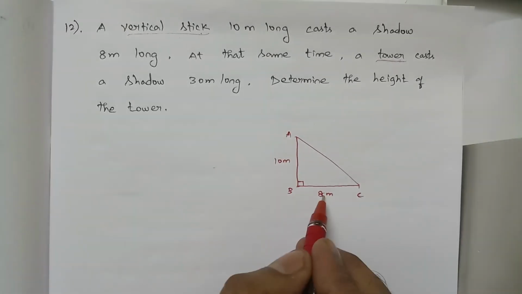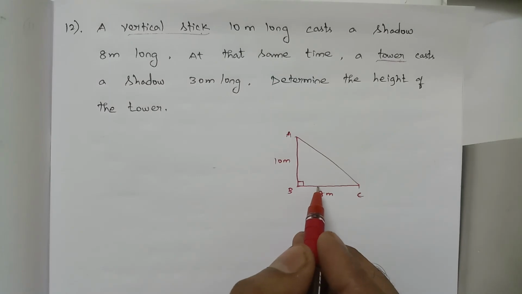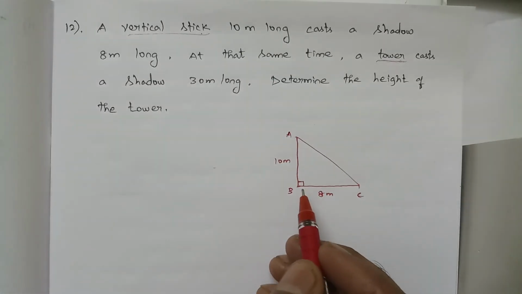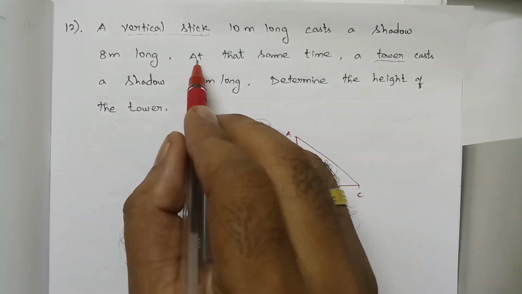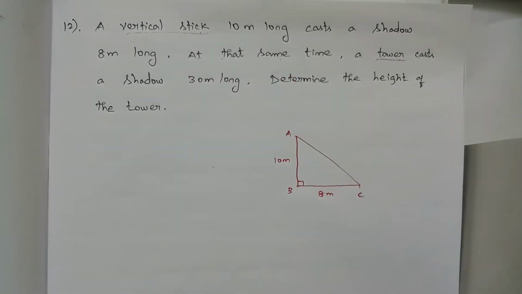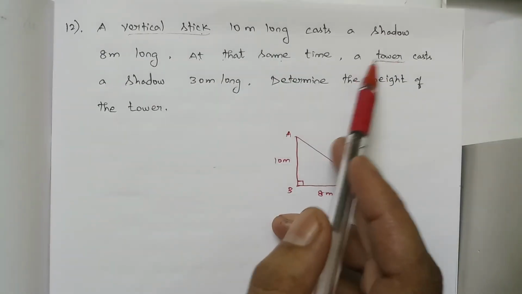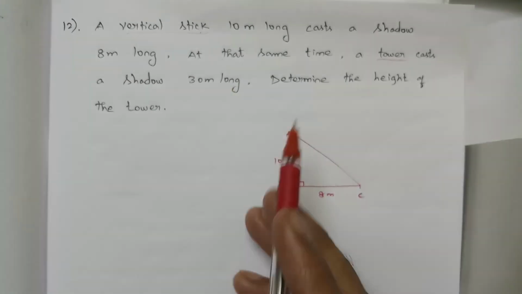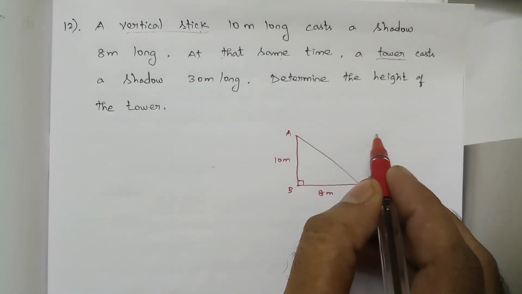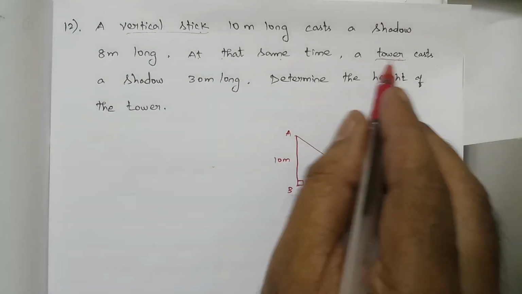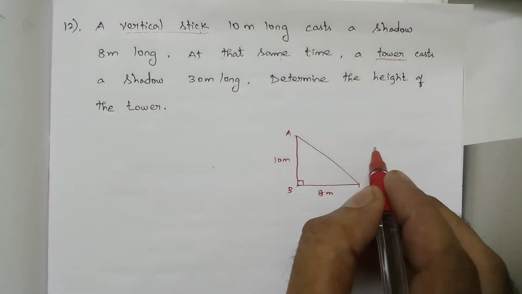So we know two sides, and from that we can find the angle, right? This is the very important phrase: at the same time. At the same time, a tower casts a shadow 30 meter long. So I'm taking one more triangle. What is it? A tower casts a shadow 30 meter long.